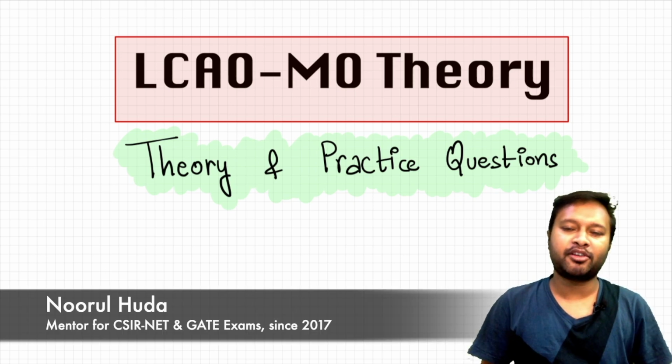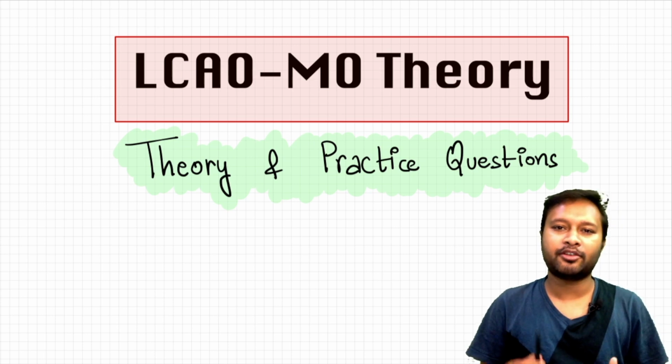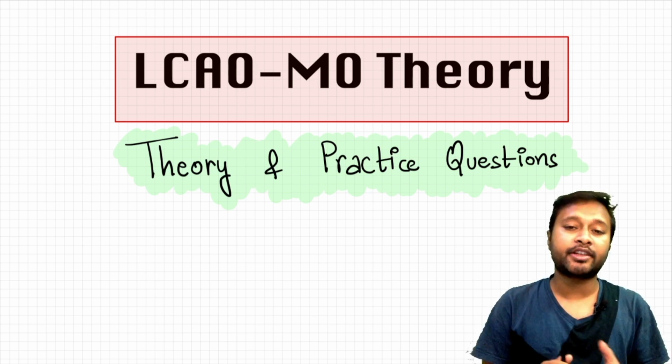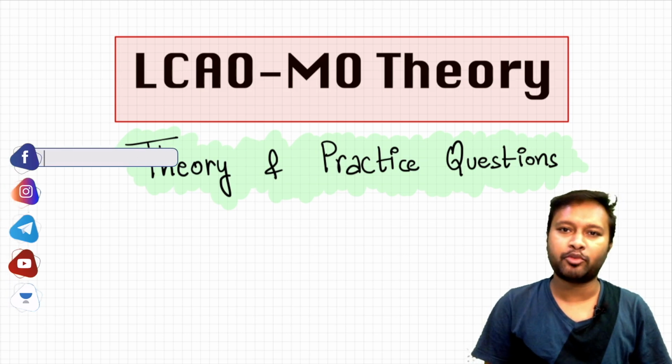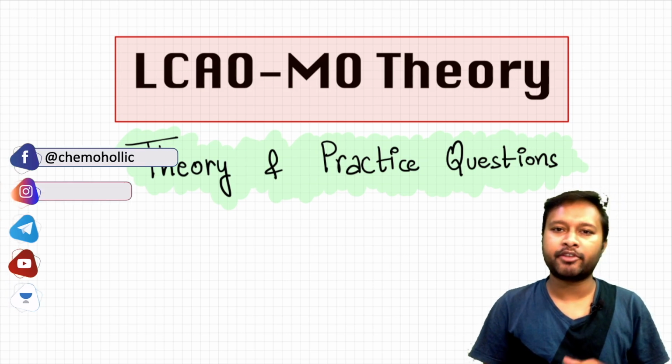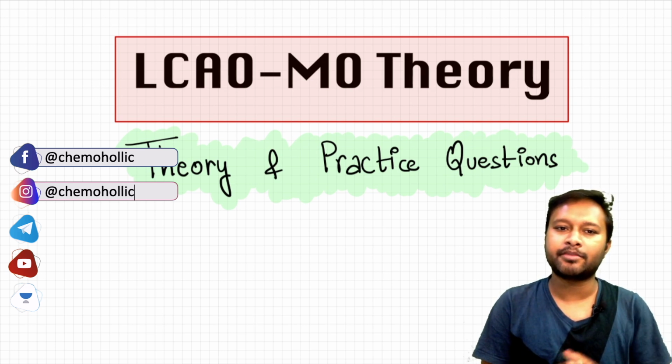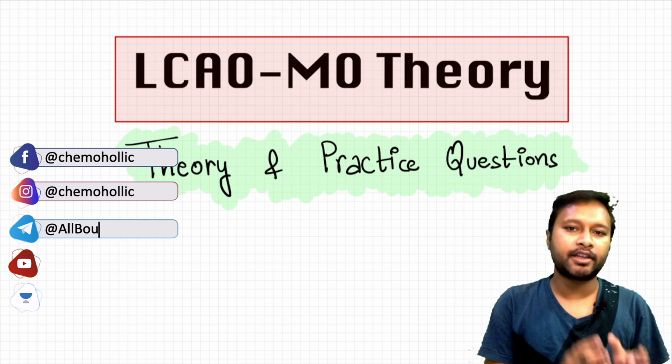So today in this video we are going to talk about linear combination of atomic orbitals and their effects in the molecular orbital theory, and we are going to talk about this topic from the quantum mechanical point of view. Now this is also one of the topics which has been recently added in the GATE syllabus. Actually it was there but they have recently highlighted it.